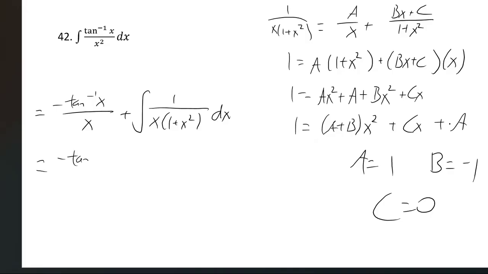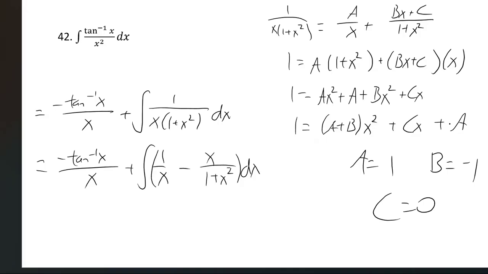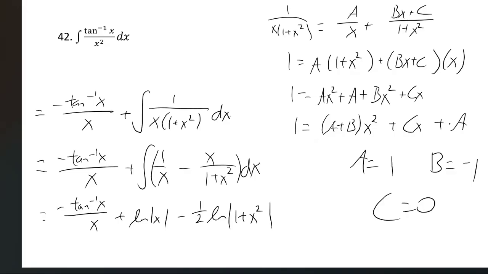So we get 1 over x, and then minus x over 1 plus x squared. Now let's integrate this. This is negative arctangent x over x plus natural log absolute value of x. That was the easy one. For this one, let's do the substitution in our head. We need a half and natural log of 1 plus x squared. Let's differentiate it real quick to check our work. It'll be 1 over 1 plus x squared times 2x. The 2 and the half cancel, so we're good there. Plus C. Here's our answer.